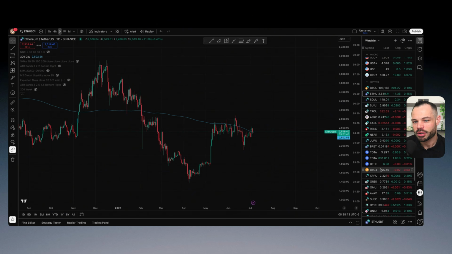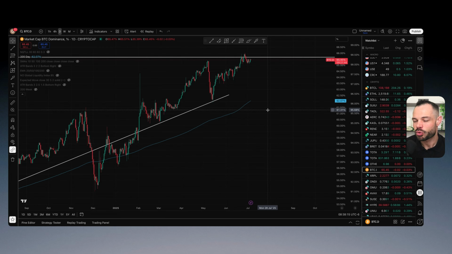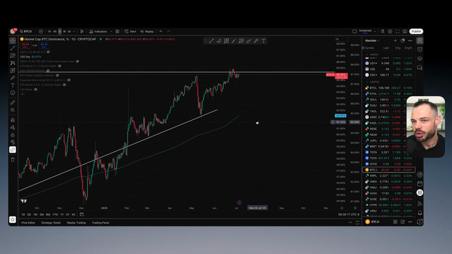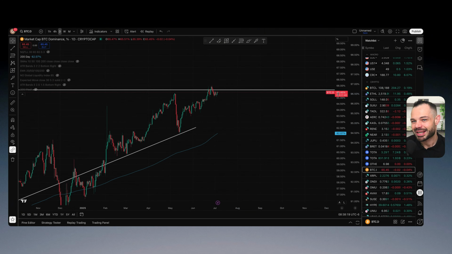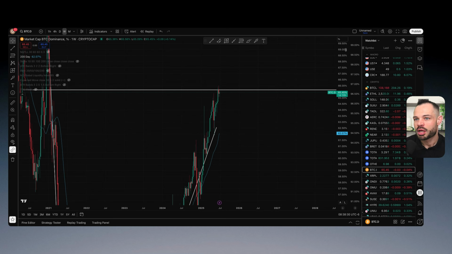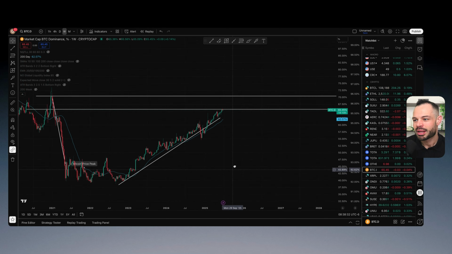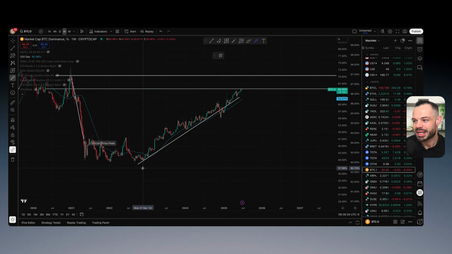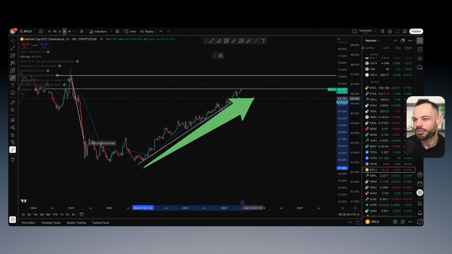The next key chart I take a look at every single day is Bitcoin dominance. If you're not familiar with it, Bitcoin dominance sitting at 65.45% simply means that Bitcoin's market cap makes up 65.45% of total crypto market cap. If we zoom back out to a weekly chart, what we can see here is a bigger picture and the fact that Bitcoin dominance has been in a very strong uptrend for the past number of years. This is coming on 3 years.